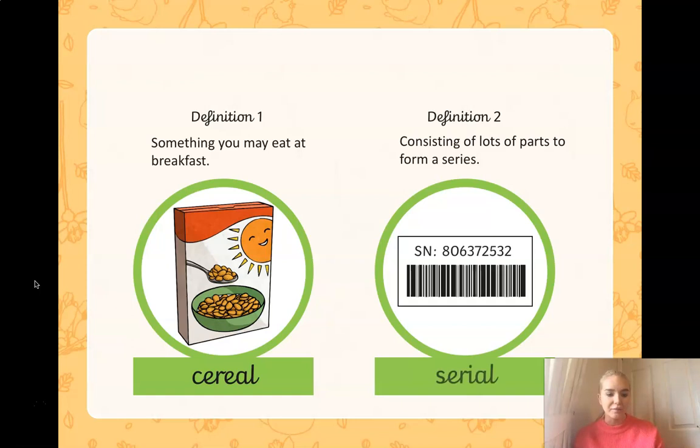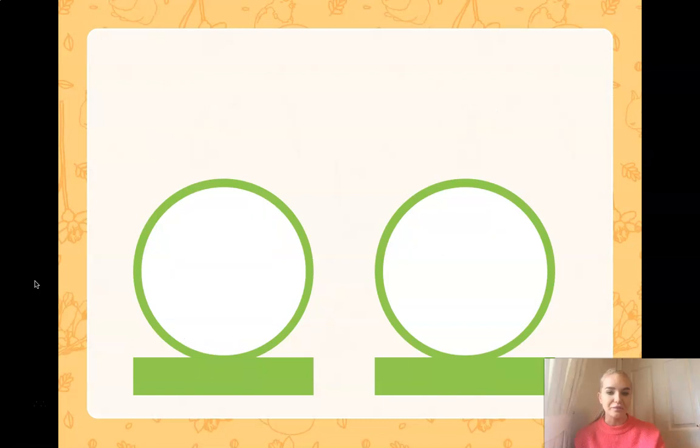Let's have a look. So you might have seen one of these before. It's a serial number and it's used to identify a range of things. And normally when you buy something, well, all the time when you buy something, you'll have a barcode that you'll be able to scan. And it has a unique serial number, which is used to identify what that object is, what that thing is that you're buying. So our next two spellings are cereal and serial.